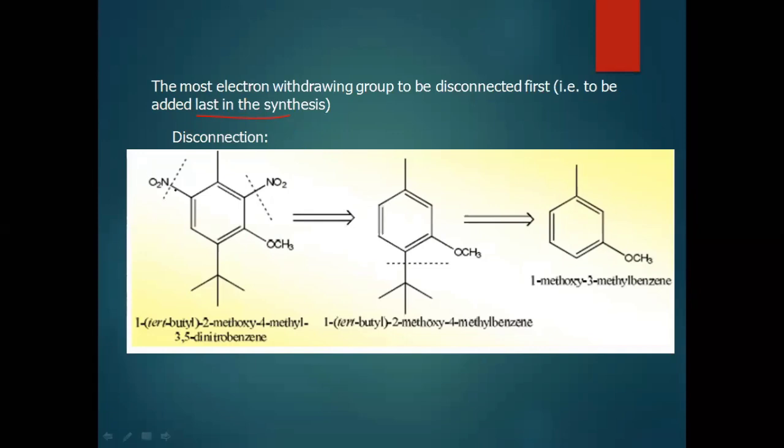So let us assume you have a target molecule that is 1-tertiary butyl, 2-methoxy, 4-methyl, 3,5-dinitrobenzene. So let us assume this is your target molecule. In this case, do we have any electron withdrawing groups? See this structure and let me know which groups will act as electron donating and which groups will act as electron withdrawing.